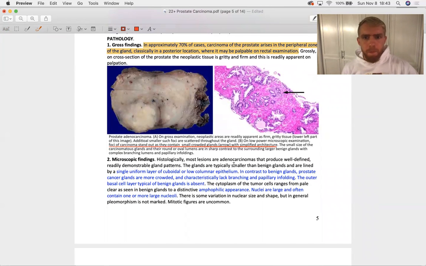Pathology. Carcinoma of the prostate arises in the peripheral zone. That'll be a gimme layup question somewhere in your career, in your tenure as a student. So just put the ball in the hoop. Peripheral zone, prostate cancer.